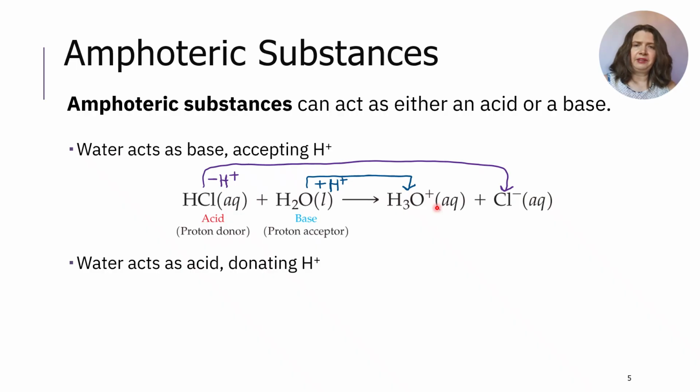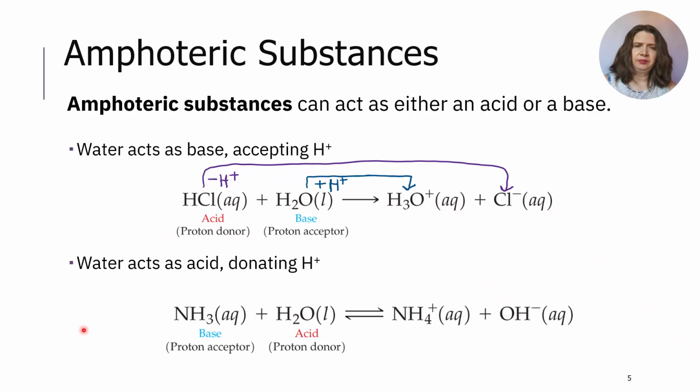Water can also behave as an acid. Consider the reaction between ammonia and water. NH3 aqueous plus H2O liquid produces the ammonium ion, NH4+ aqueous, plus the hydroxide ion, OH- aqueous. In this reaction, water donates an H+ to ammonia. Ammonia accepts the proton and becomes the NH4+ ammonium ion. Water loses its proton and becomes the OH- hydroxide ion. The production of hydroxide ions makes the solution basic.